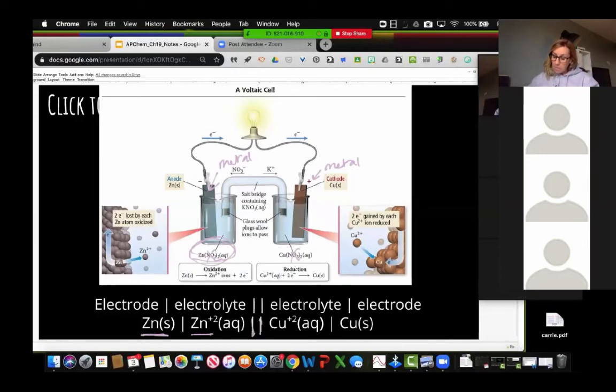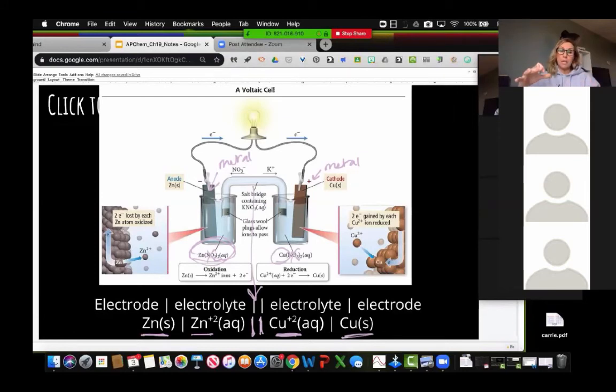This represents my salt bridge. Then the electrolyte on the other side is copper, because there's copper in that solution. And then the electrode on the other side is solid copper. So when you set that up, it always goes left to right: electrode, electrolyte, salt bridge, electrolyte, electrode.